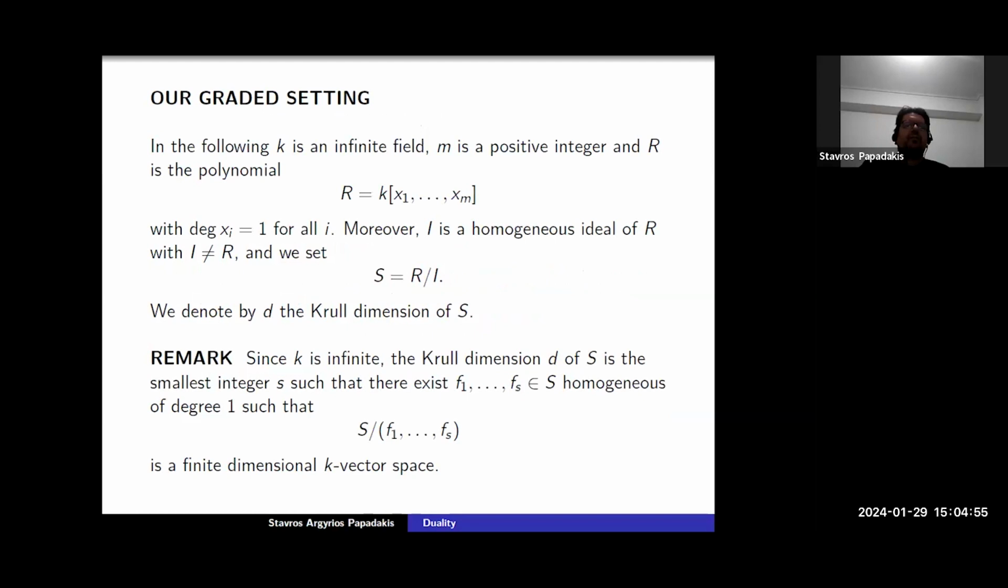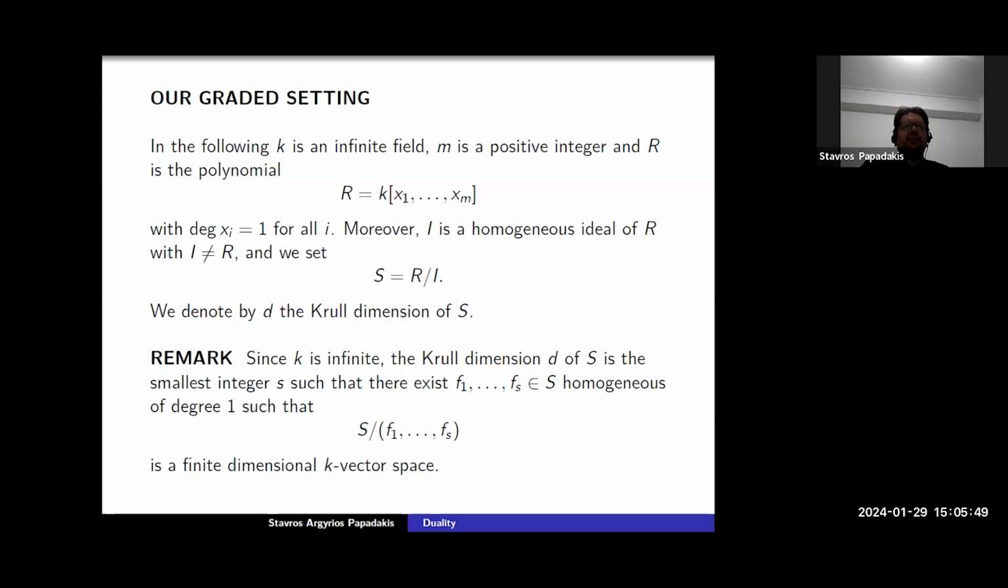Now we will discuss Gorenstein rings that are of a special type, because this will be important in the applications in the following talks. So we start with an infinite field and a polynomial ring over that field, and we have every variable to have degree one. We have I to be a homogeneous ideal, which is different than the ring. And our important object of study will be the quotient ring S, which is R divided by I.